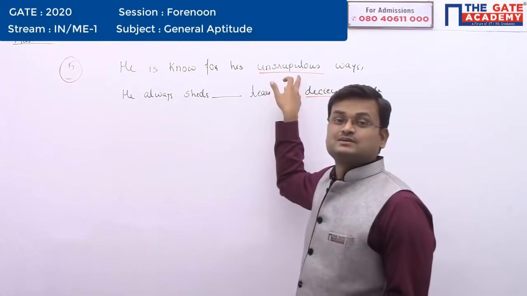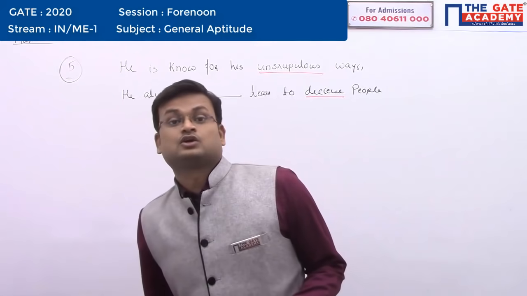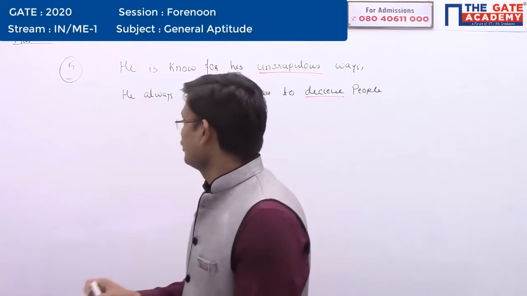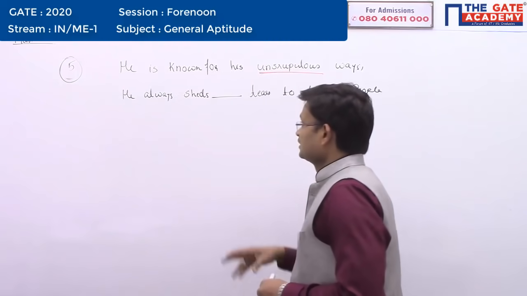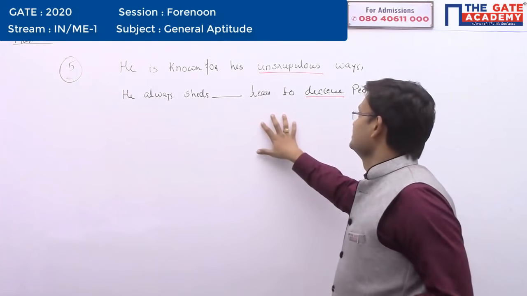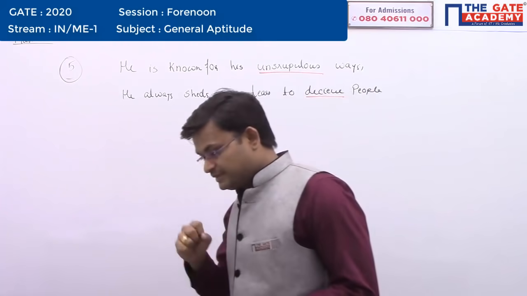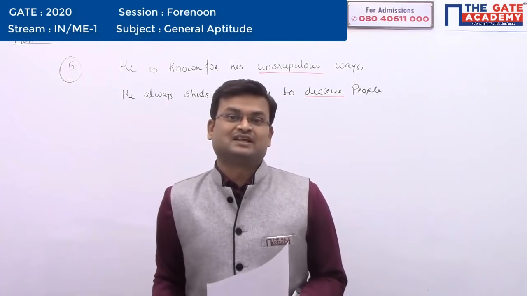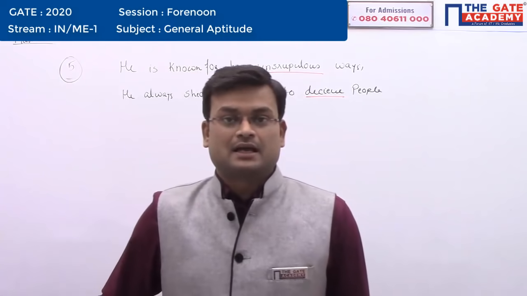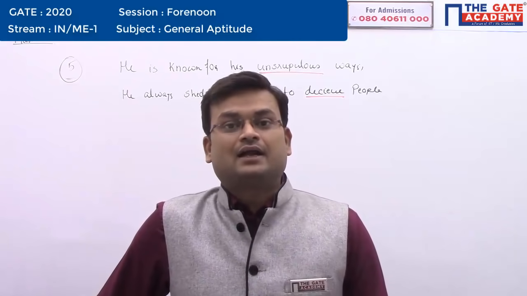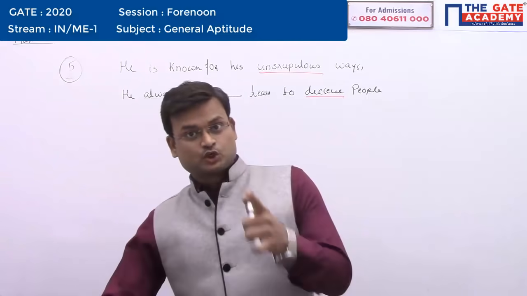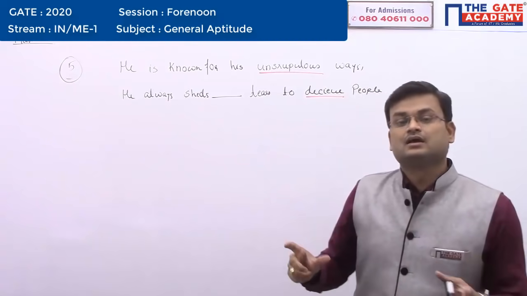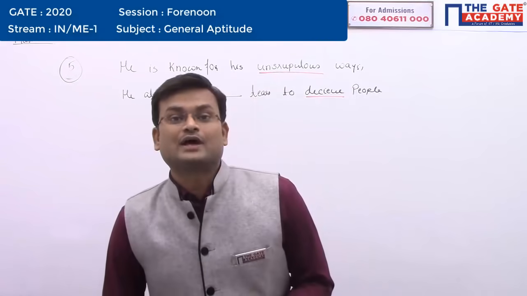So first we should understand the meaning of unscrupulous. The meaning is not honest or not ethical. So that means the person is known for his unethical behavior, but he always sheds crocodile tears to deceive people. What is the meaning of deceive? Deliberately cause someone to believe something that is not true. So here, a deliberate attempt is being made to make people believe something which is not true. So here, he is just shedding fake tears. And the phrase we use in English for fake tears is crocodile tears.